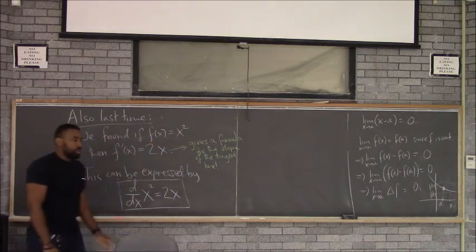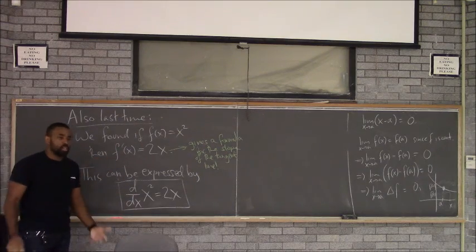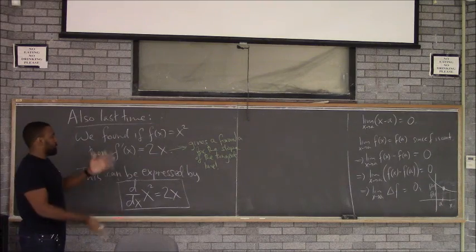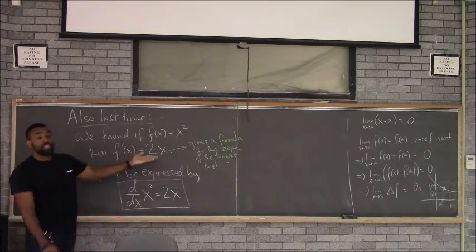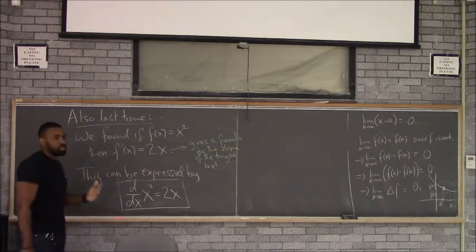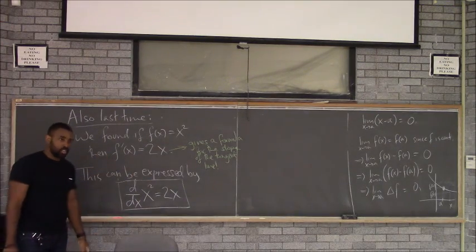Okay. So if I ask you, what is the slope of the tangent line to y equals x squared when x equals 3? The answer is going to be 6. What is the slope of the tangent line to y equals x squared when x is 5? The answer is going to be 10. What is the slope of the tangent line to y equals x squared when x equals minus 3? The answer is going to be minus 6, right?